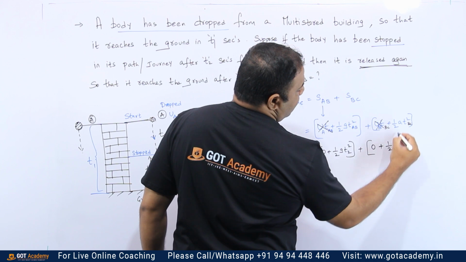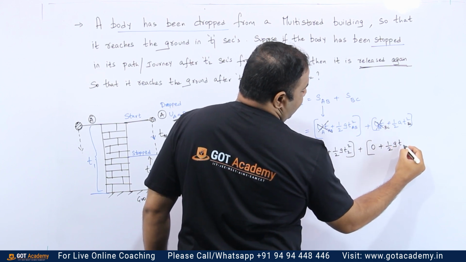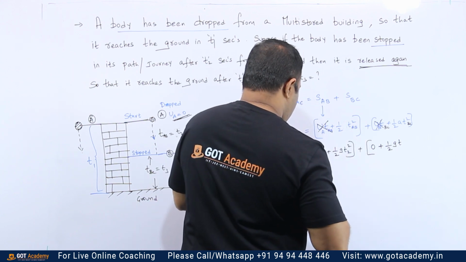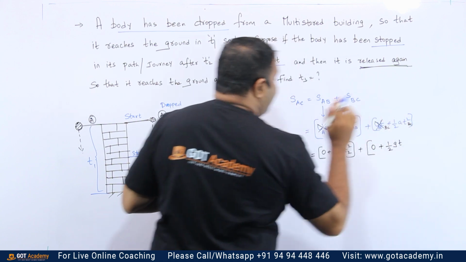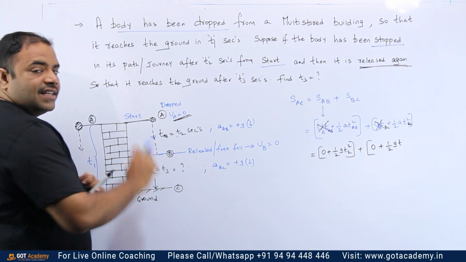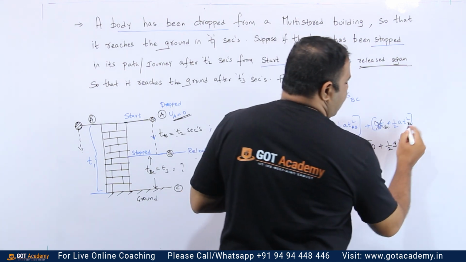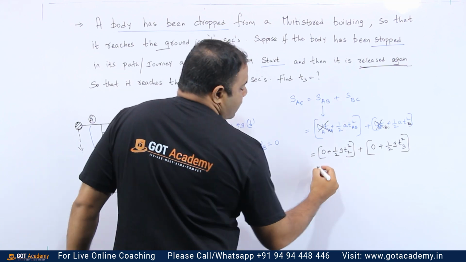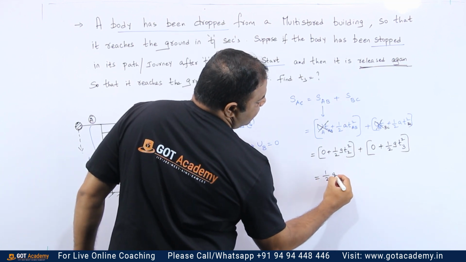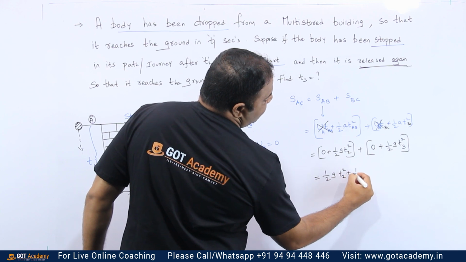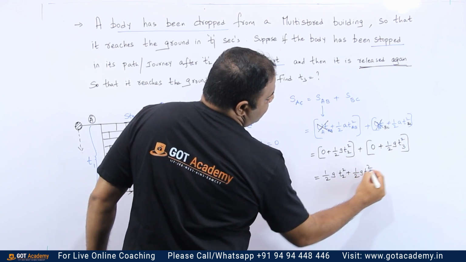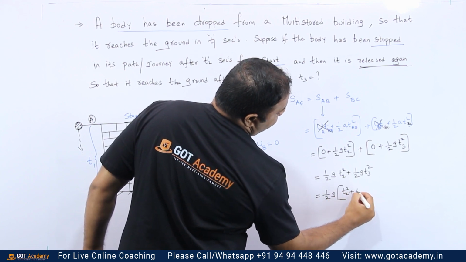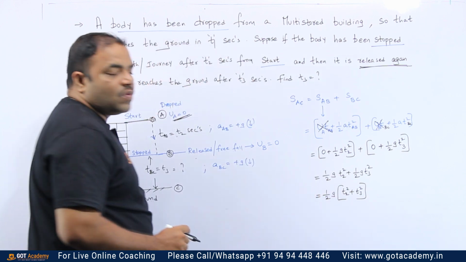Plus half g, and the time from B to C. The time from B to C is T3. So let me say that the time from B to C is T3. Adding up both, I'll get half g T2 square plus half g T3 square. Now half g is taken as common: half g into T2 square plus T3 square. This is what I'll get.